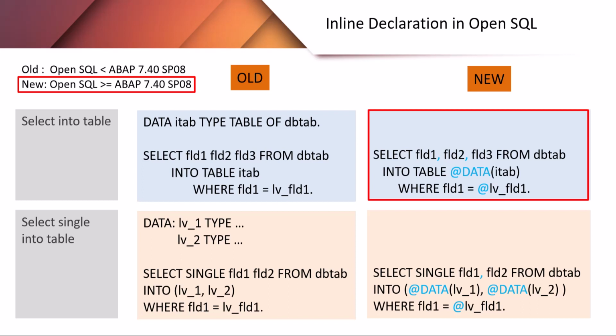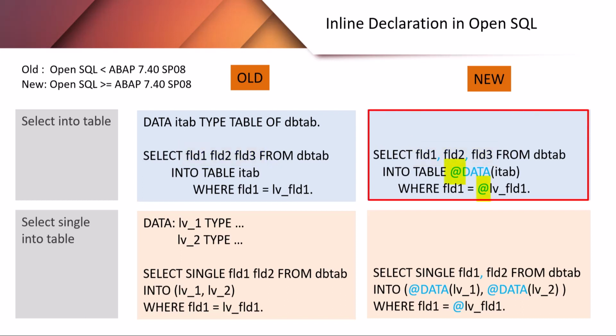When you use inline declarations, the select statement has to follow the new syntax rules of OpenSQL. In the new syntax of OpenSQL, you have to use a comma as a separator in the list of fields or expressions. As you can see here, in the old syntax, fields are separated by space, whereas in new OpenSQL, fields are separated by comma.